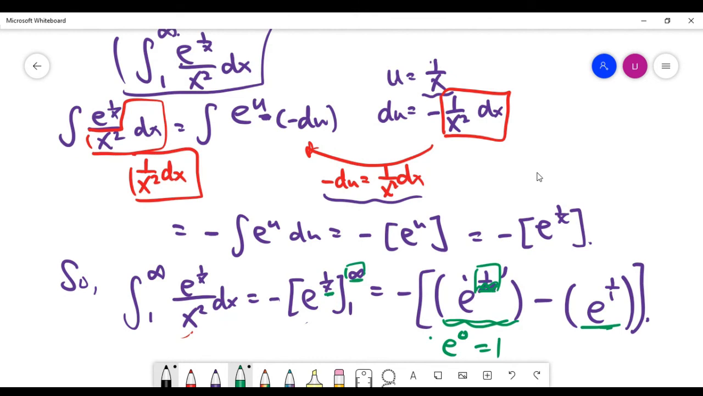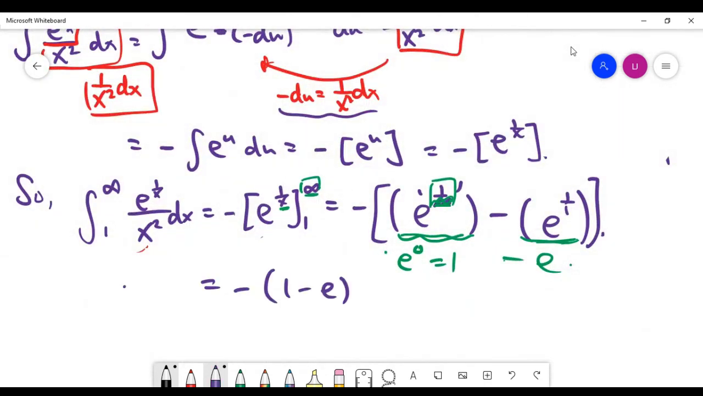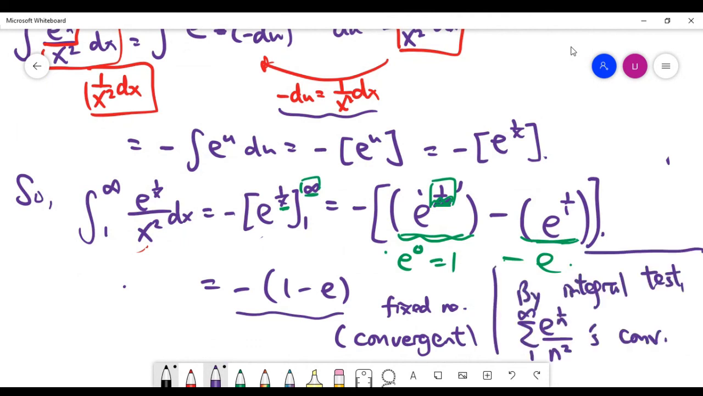And of course, the second term has no problem. It is just a constant, like minus e, right? So altogether, the answer is something like this: minus open bracket 1 minus e close bracket. Obviously it is a fixed number, which means as an integral, it is a convergent integral. And by the integral test, we understand that the series given is actually convergent. And that's the end of this problem.